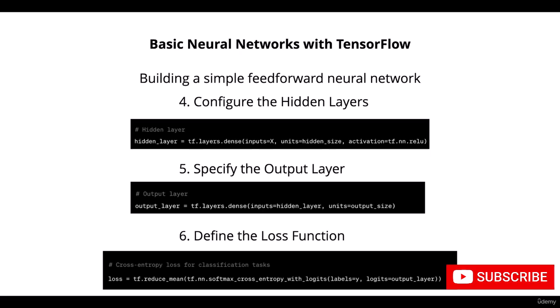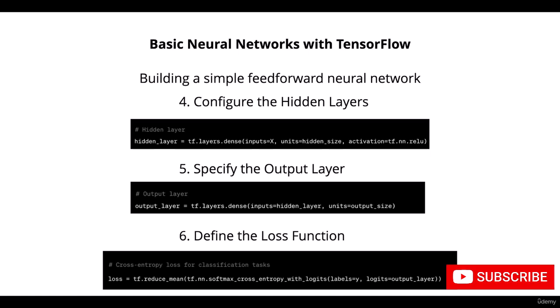Step number 5 is specify the output layer. Define the output layer of the neural network which produces the final predictions. The output layer typically has no activation function for regression tasks but uses softmax activation for classification tasks. Example is output layer equal to tf.layers.dense, inputs equal to hidden layer, units equal to output size.